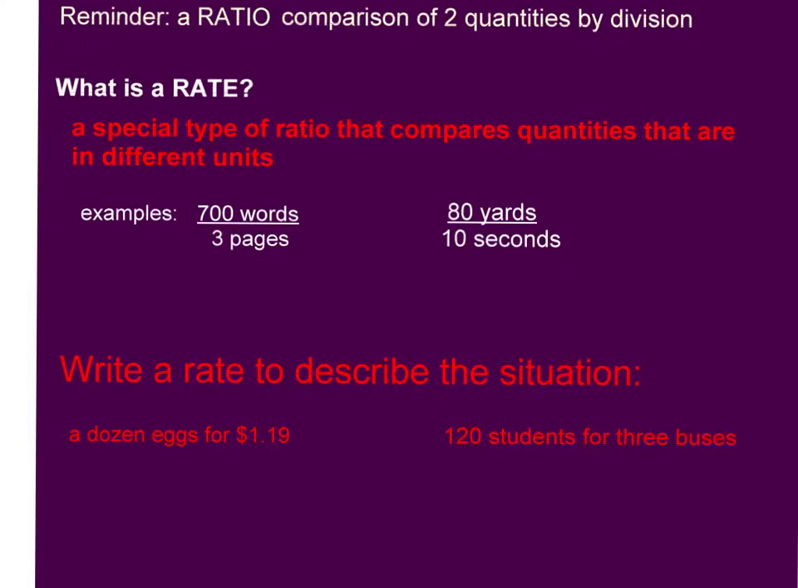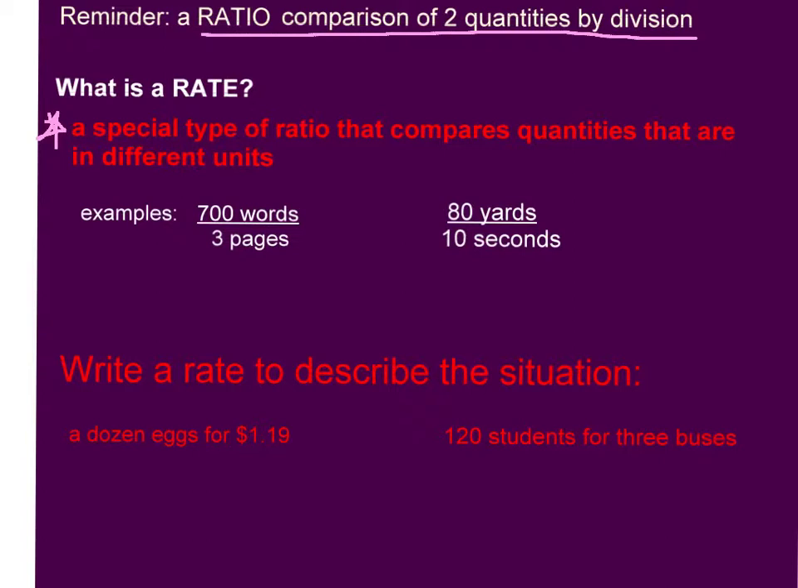Okay, we want to remind ourselves that a ratio is a comparison of two quantities by division. And now we start to update that definition and we shift into what rates and unit rates are. So the first thing that you're going to take down is the definition of what a rate is. A rate is a special type of ratio that compares quantities that are in different units.